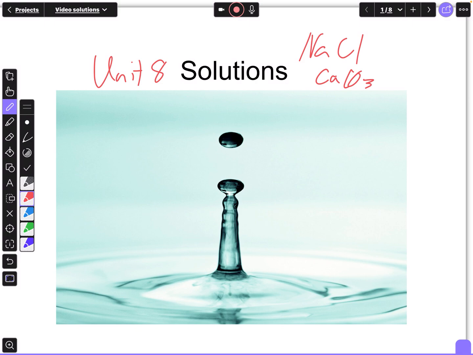And what would happen is the ions would break apart. You'd have sodium ions, chlorine ions, calcium ions, and carbonate ions, and they would rearrange and react to form a new substance. So most of the time when you're in a lab, you're dealing with chemicals that are a solution, a solid dissolved in a liquid, or two liquids, a liquid solution.